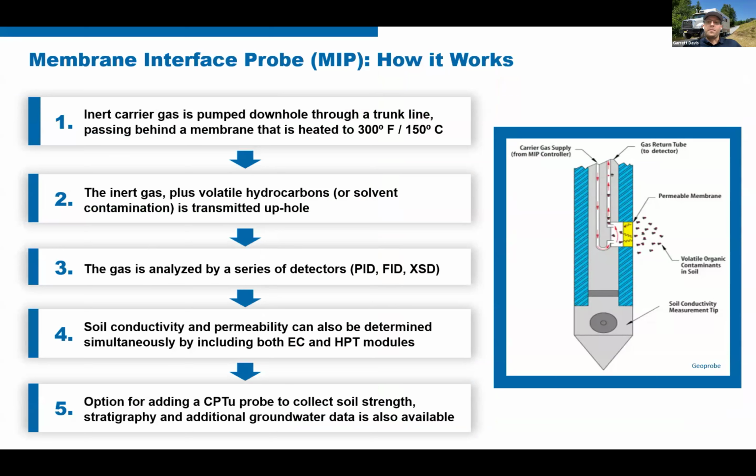First is the MIP, or the Membrane Interface Probe. It's a logging tool that measures volatile hydrocarbon and solvent contamination along with soil electrical conductance and permeability. Usually the MIP also has an EC and an HPT included. The process is an inert carrier gas is continually swept behind a heated membrane in the probe, delivering it to a series of detectors at the surface. The detectors each respond to different analyte properties. This allows the MIP operator to discern the contaminant to its family group.